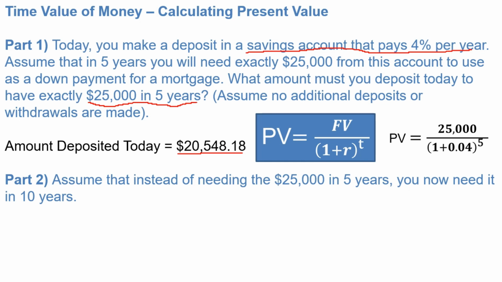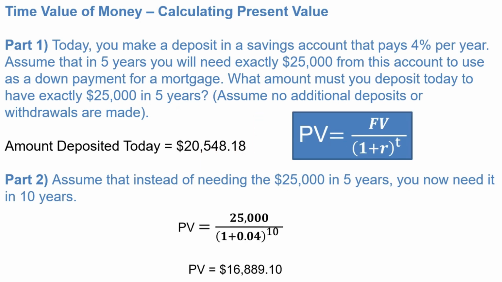To walk you through how we would solve this, this should be your thought process as you're going through the question. We know that the numerator will stay constant because the amount we needed, or the future value, will stay constant at $25,000. That's not changing. We also know that the R value will stay the same at 4% because it is the same savings account that we are using. What does change is this variable T. It was previously 5 because we needed the $25,000 in 5 years. We now need the $25,000 in 10 years.